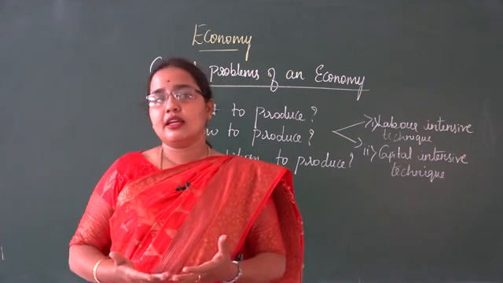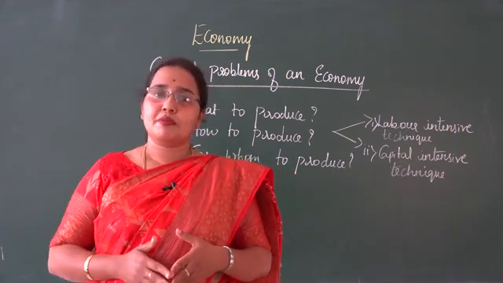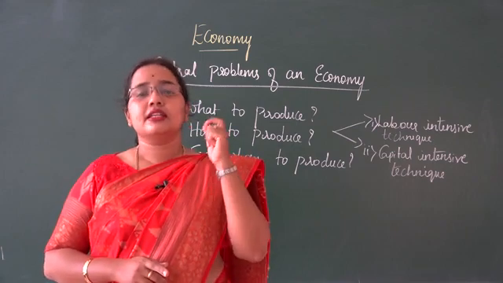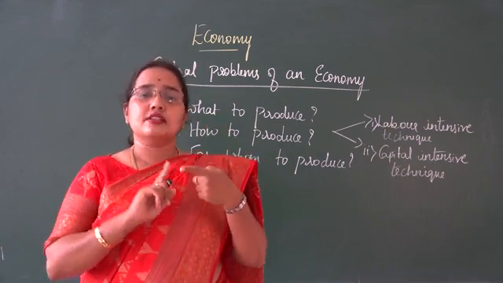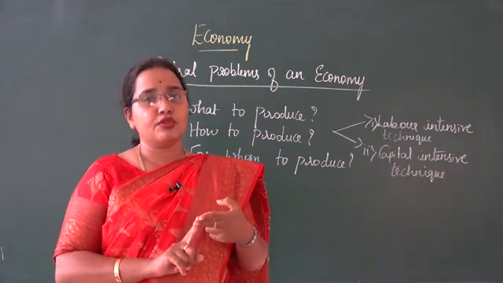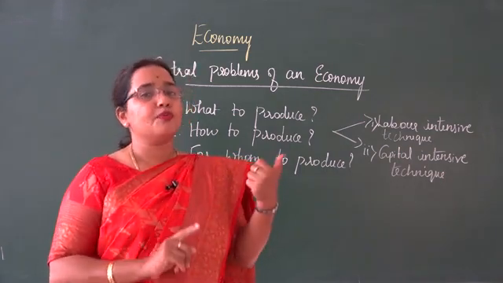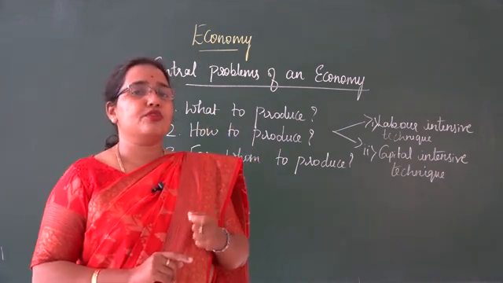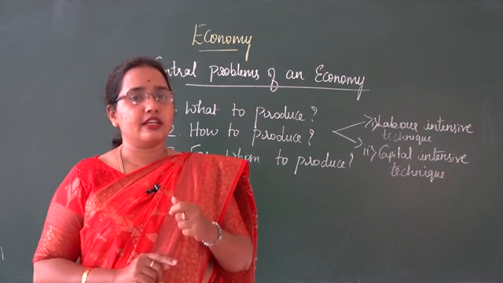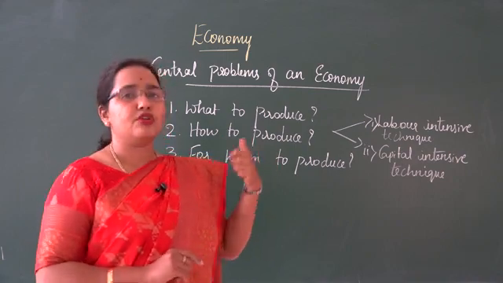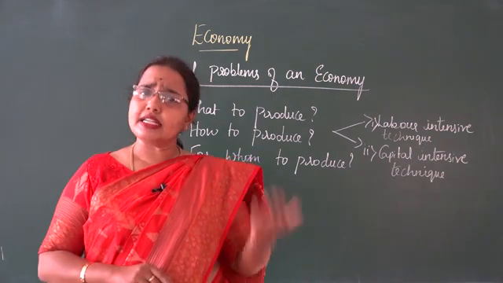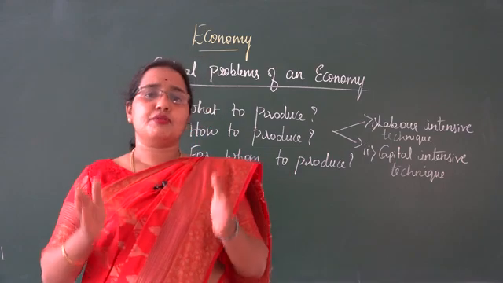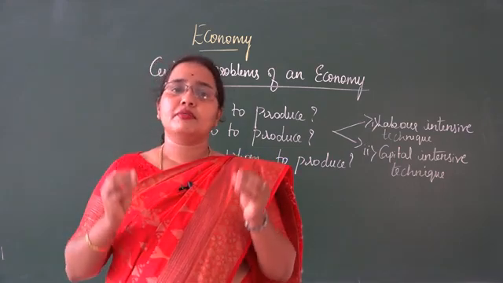To speak once again about this particular topic, central problems of an economy, I would repeat, students, there are three central problems that every economy faces, that is what to produce, how to produce, and for whom to produce. What to produce is a problem related to choice, and the second one, how to produce, is a problem related to choice of technique of production, and for whom to produce is a problem pertaining to distribution of final goods and services. So these are the three central problems that every economy faces.